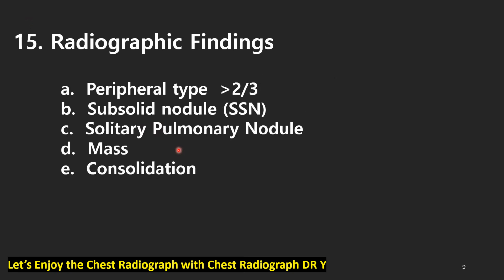I have told you before that there are no specific findings of lung cancer subtypes, but there are some general radiographic findings of adenocarcinoma of lung cancer. Because most of them are peripheral type, they usually present as a subsolid nodule, or solitary pulmonary nodule, or mass, and even consolidation. These 4 categories are the usual manifestations of adenocarcinoma of lung cancer.